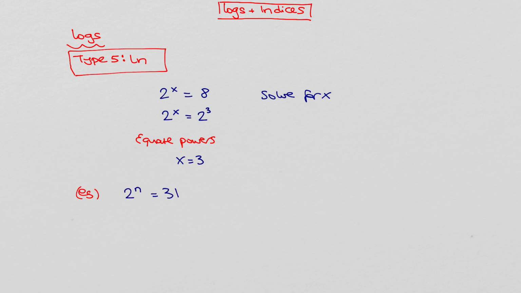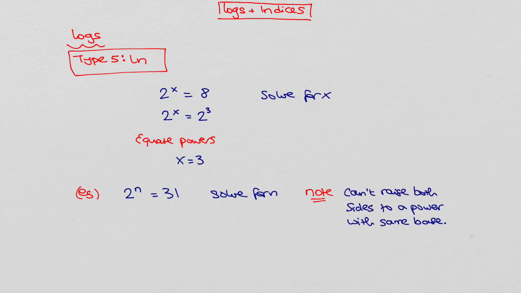So say, for example, we have a question like this, where we have 2 to the power of n equals 31, and we're asked to solve for n. And what we note then is that we can't write 31 as base 2. So there is no power of 2 that will give us an answer of 31. So because we can't raise both sides to a power with the same base, the process of solving for this unknown power is to get the log of both sides.